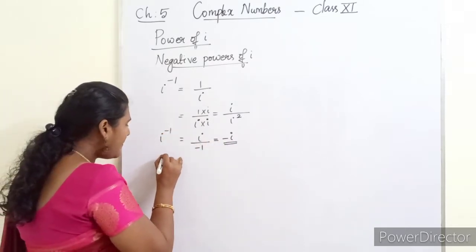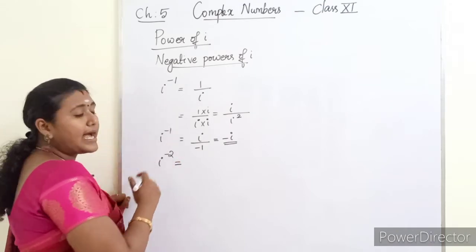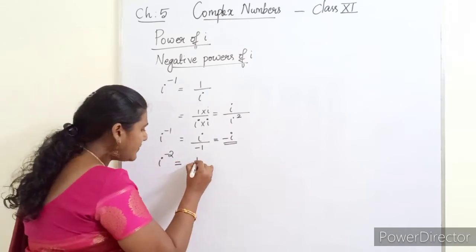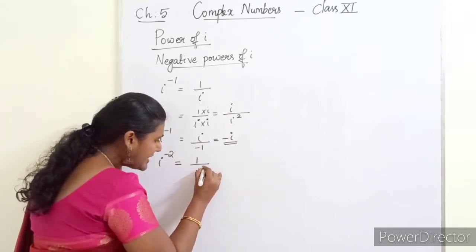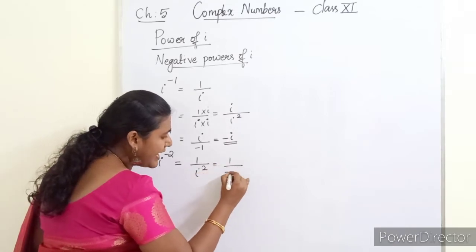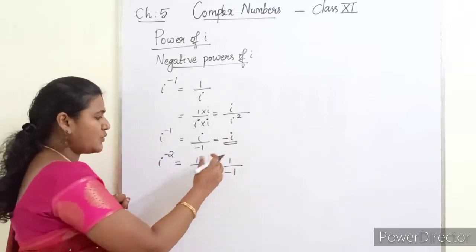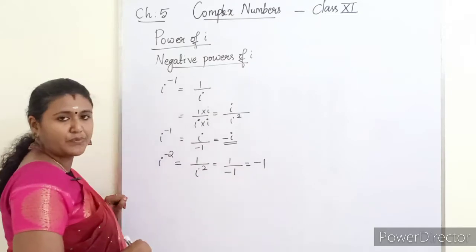Now what is i power minus 2? How to find i power minus 2? This we will write as 1 by i square, and you know the value of i square is minus 1, so the answer is minus 1.